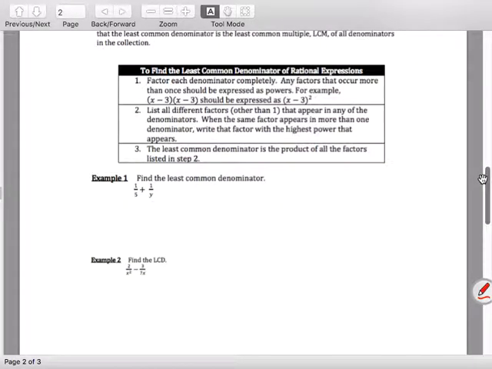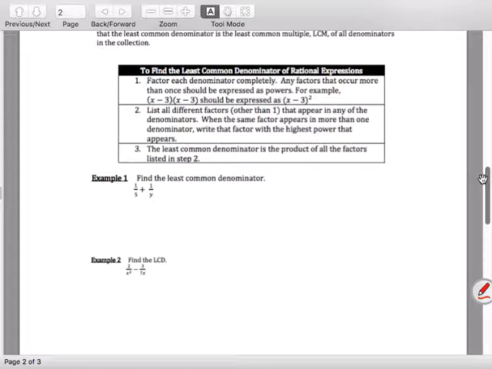So, in the box, and I want you to make sure you use these notes, it'll really, really help. Step 1, factor each denominator completely. Any factors that occur more than once should be expressed as powers. For example, if you have x minus 3 times x minus 3, take an extra step, rewrite it as x minus 3 squared. Then you list all the different factors that appear in any of the denominators. When the same factor appears in more than one denominator, write the factor with the highest power.